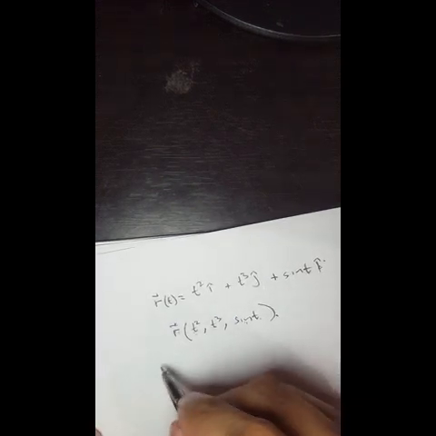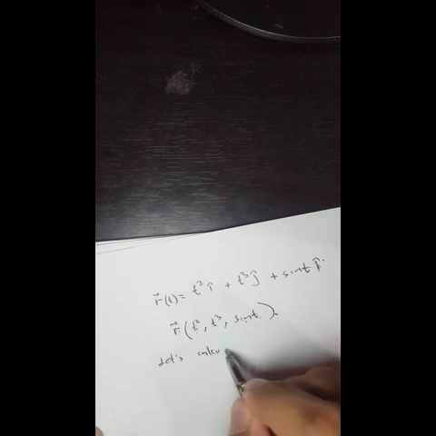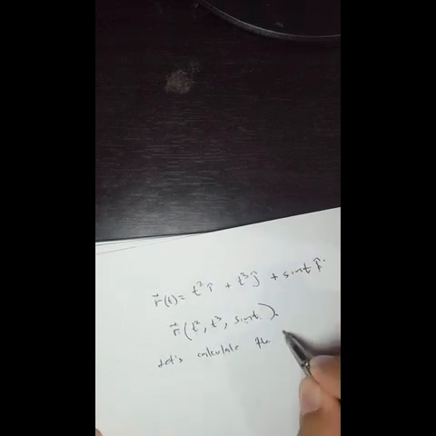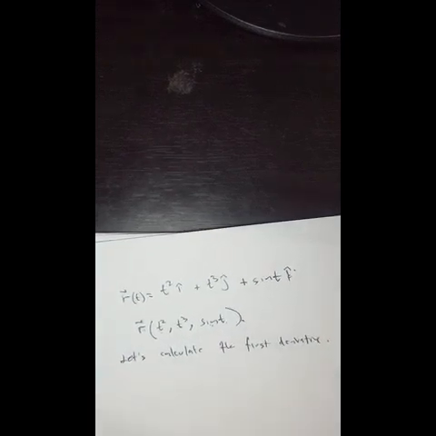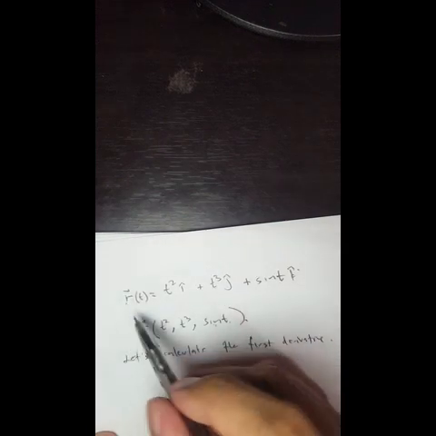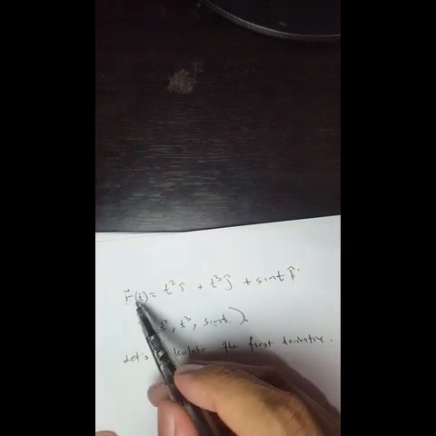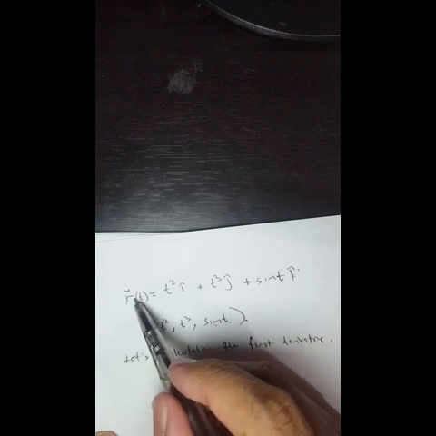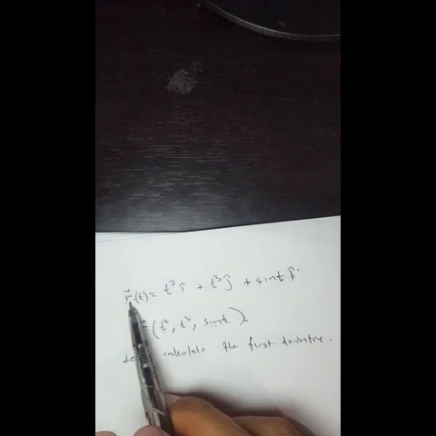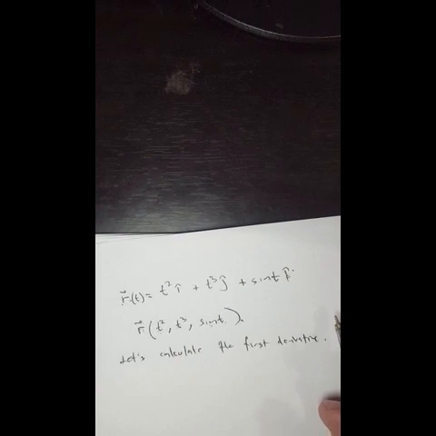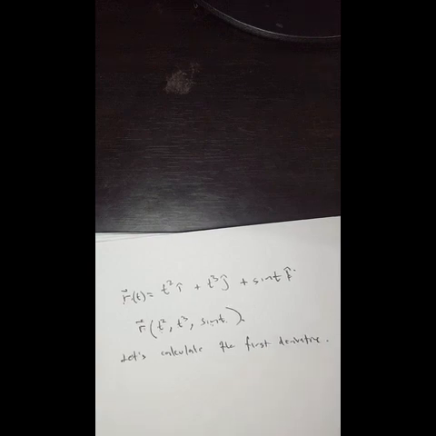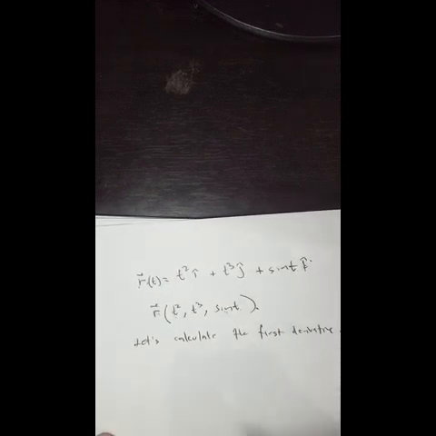So let's calculate the first derivative. Again, please recall that this vector is what we call the position vector. If we take the first derivative of the position vector with respect to time, then what we get is the velocity vector. Then if we take the derivative of the velocity with respect to time, then what we get is the acceleration vector.